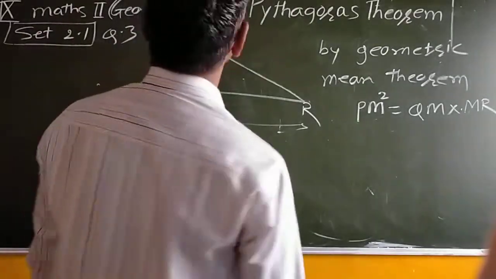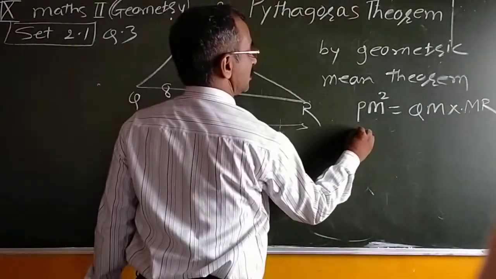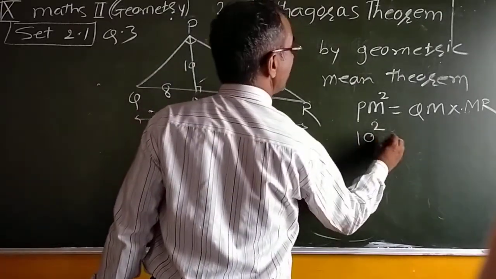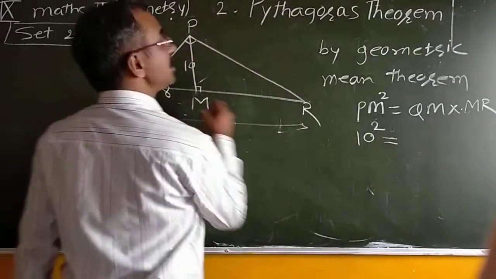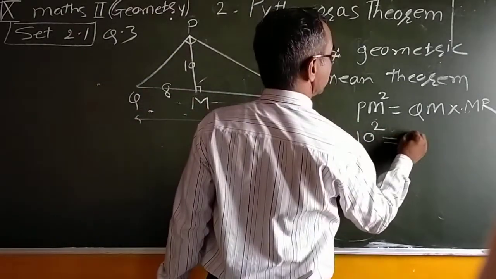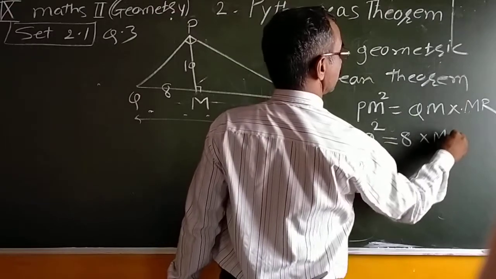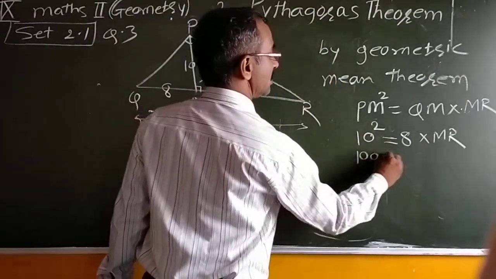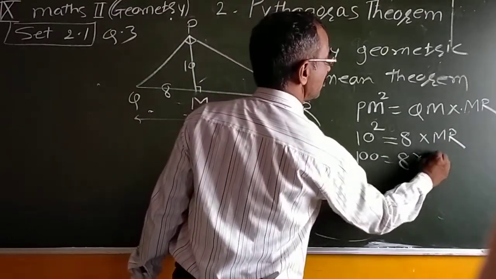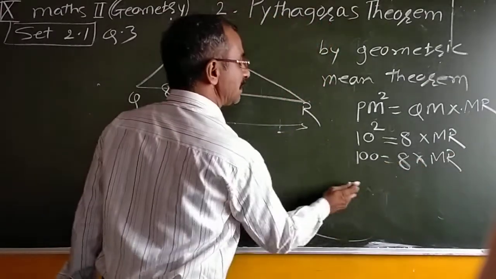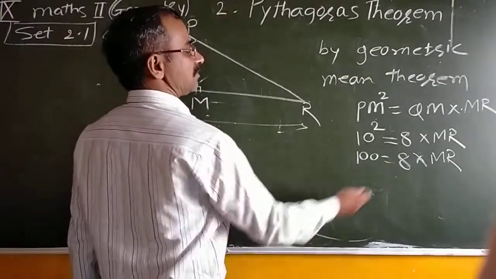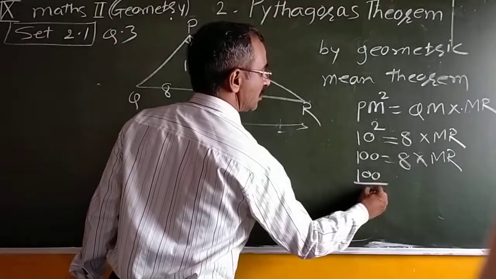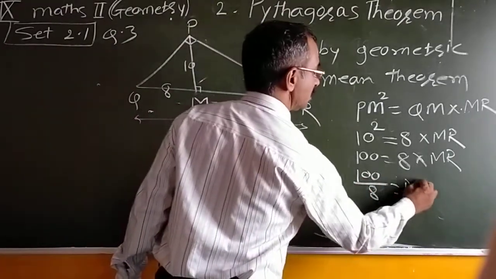So by putting the values, PM square, the value of PM is given, that is 10, its square. The value of QM is also given, that is 8, into MR. So 10 square is 100 is equal to 8 into MR. 8 is multiplied, so when we change the side from right to left, it gets divided. So 100 upon 8 is equal to MR.